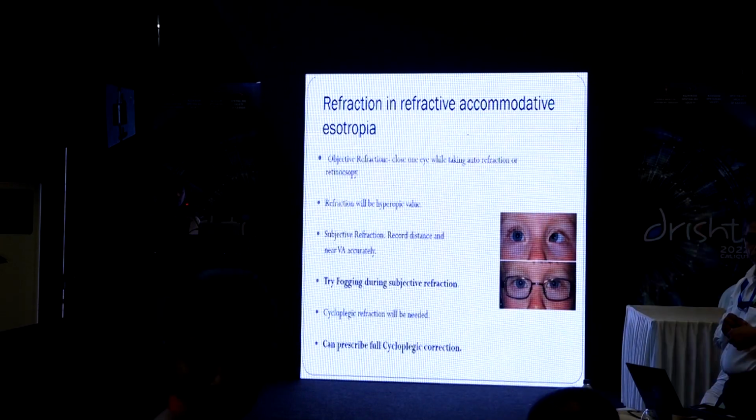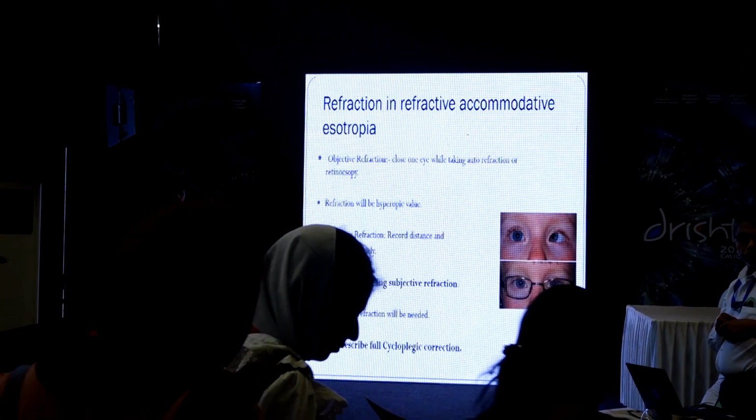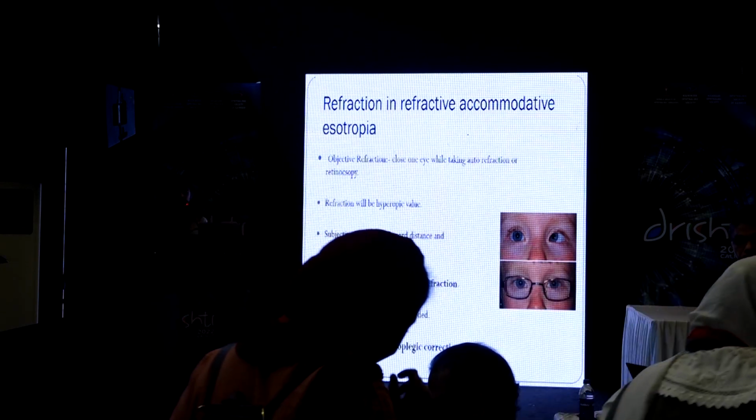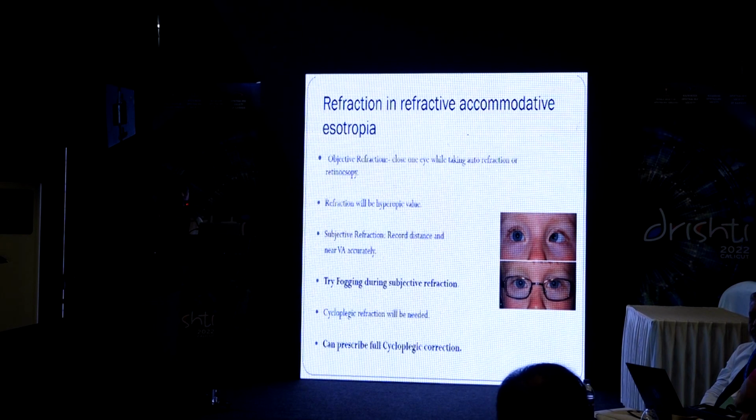Next is refraction in refractive accommodative esotropia. Refractive accommodative esotropia is a condition which happens due to over accommodation in patients who have a high amount of hypermetropia. So here also fogging in subjective refraction is very important, and we should also advise cycloplegia in every patient who has hypermetropia and accommodative esotropia.